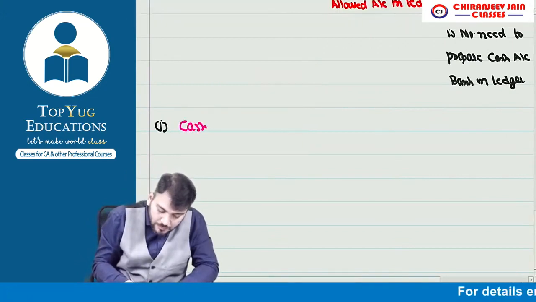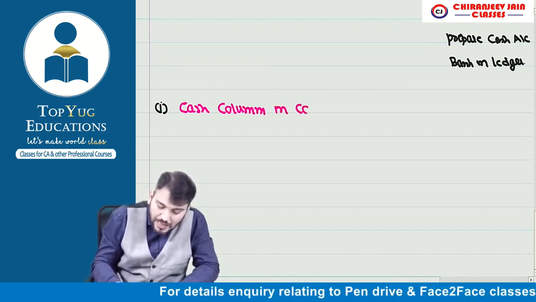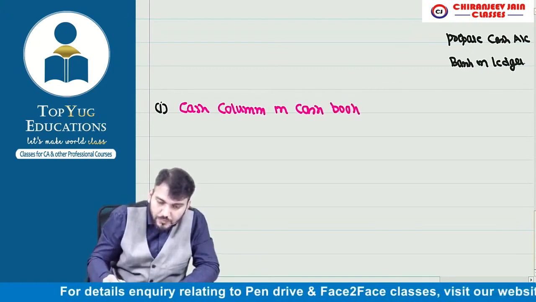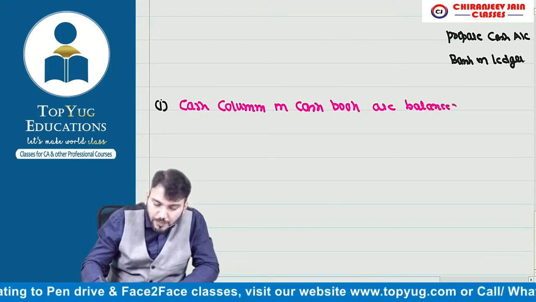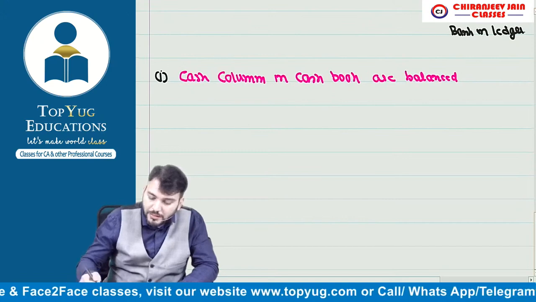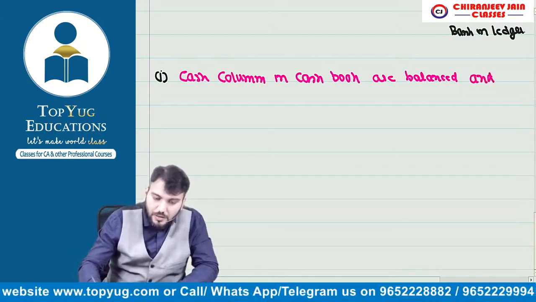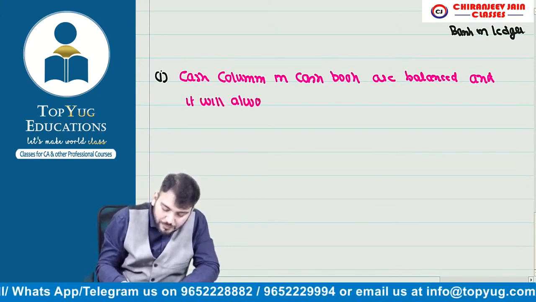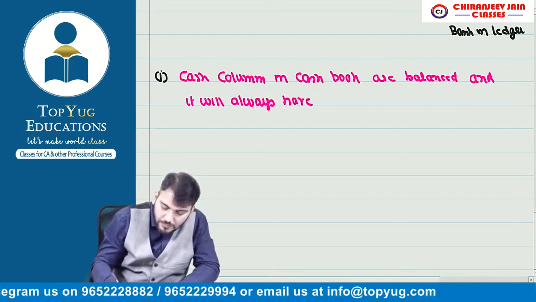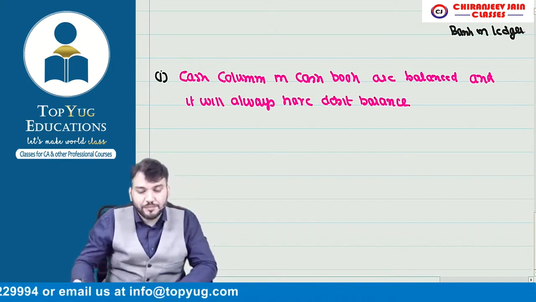Cash column in cash book are balanced, correct, and it will always have a debit balance, debit balance, correct.